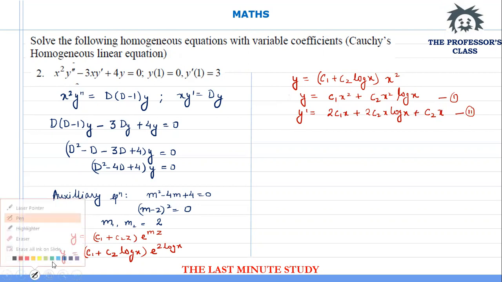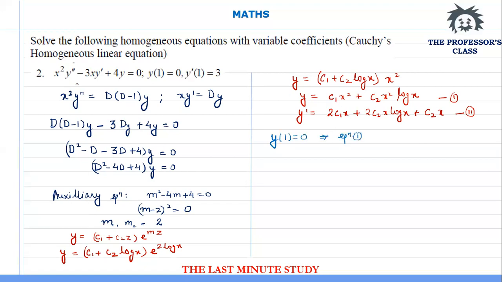Now let's try to substitute the values over here. So I get y of 1 is 0. In equation 1, I'll substitute the value of x equal to 1 and y becomes 0. So 0 equals c1 times 1 square plus c2 times 1 square log of 1, that is 0. So this c2 term will get cancelled out. I'll be left with c1, and the value of c1 will become 0.